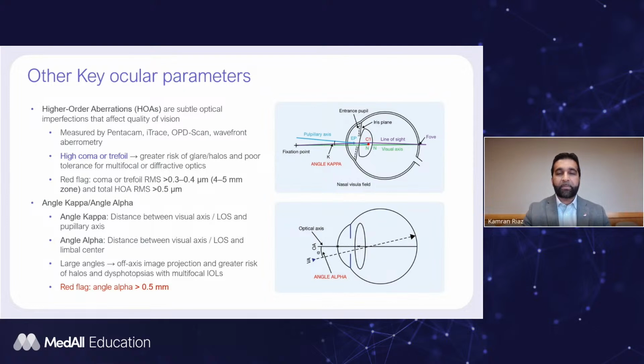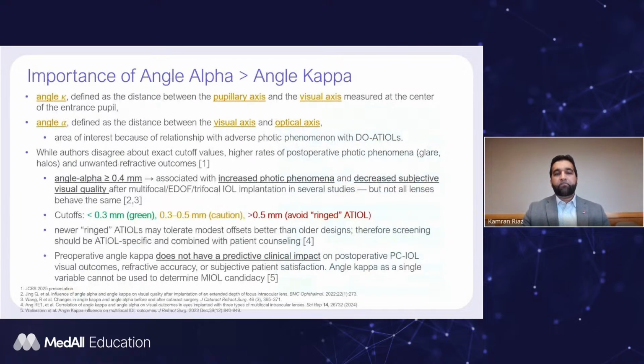So something like a Symphony may be a better option on somebody who's got like a 0.55 angle alpha, because it may be a little bit more forgiving or tolerant. So again, a busy slide here. Again, I just repeated the definitions of angle alpha and angle kappa there.